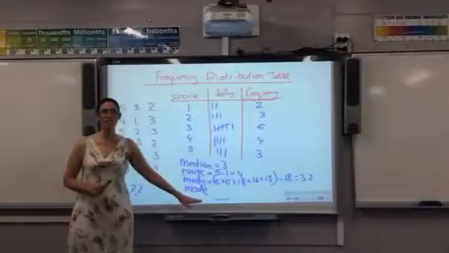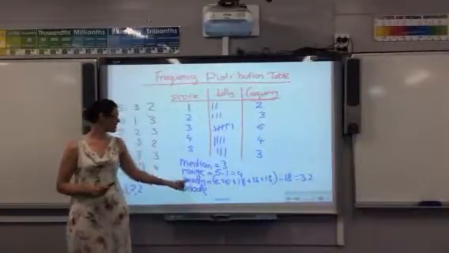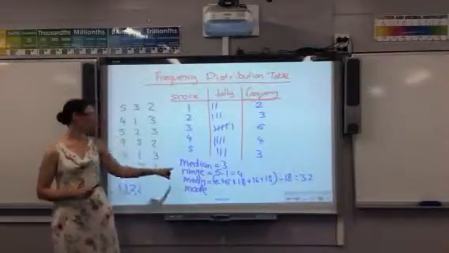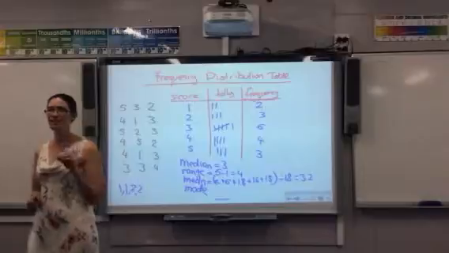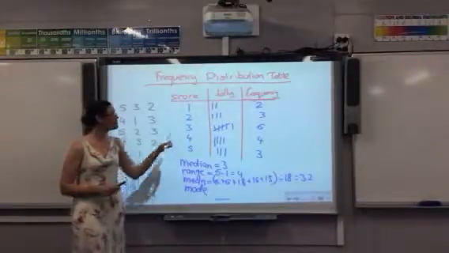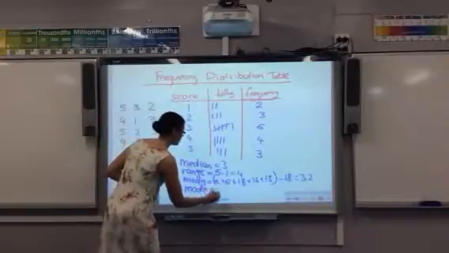Okay, who remembers what mode is? Sam remembers? Anyone else? Mode is the highest. No, that was the range, highest minus lowest. Wait, mode. No, that was median. The most common score. The mode is the most common score, which is 3.